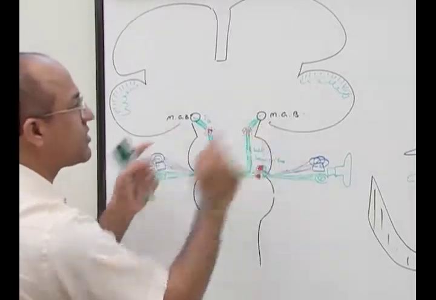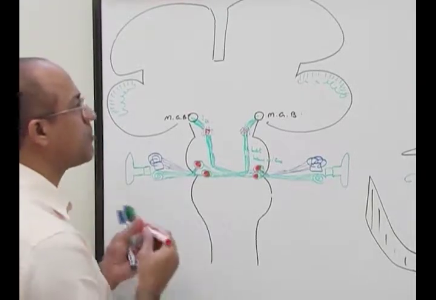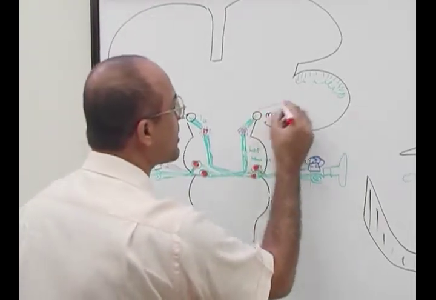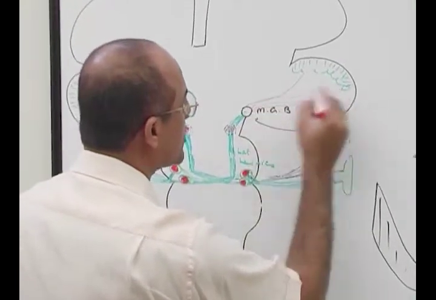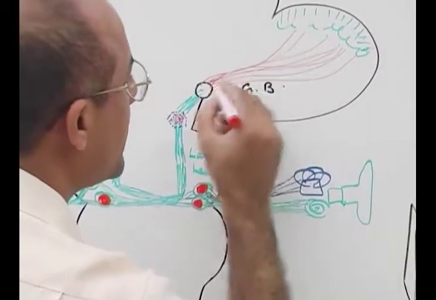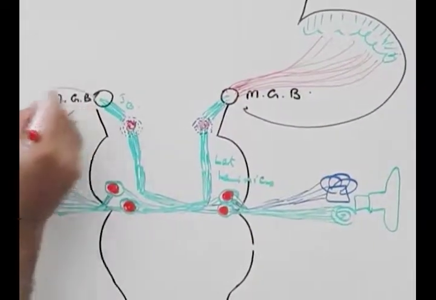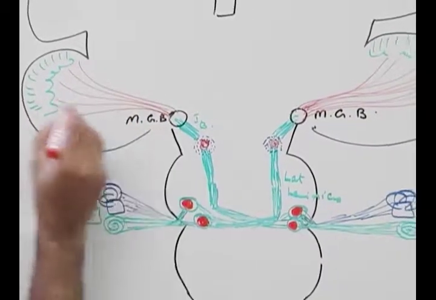And then to what is this? Medial geniculate body. From the medial geniculate body, the fibers are going, what is this? To auditory cortex, and these fibers are called, yes, auditory radiations. What are they called? Auditory radiations.